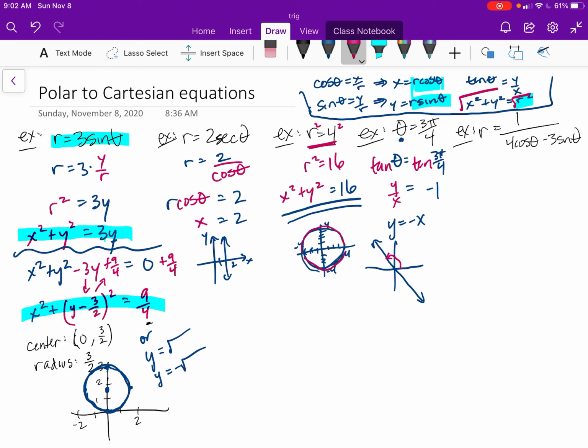Alrighty, last one. r equals 1 over 4 cosine theta minus 3 sine theta. Looking at this, if I squared both sides, I'd have r squared, but then I've got to square this fraction over here. It's kind of ugly, so I don't really know. Let's start with just making this substitution. Cosine theta is x over r, sine theta is y over r. Let's do that first. So we have r equals 1 over 4 times x over r minus 3 times y over r.